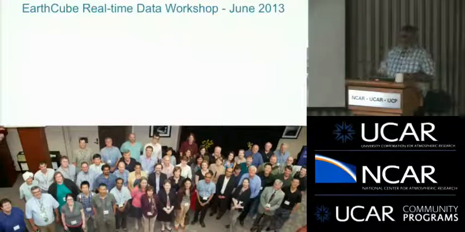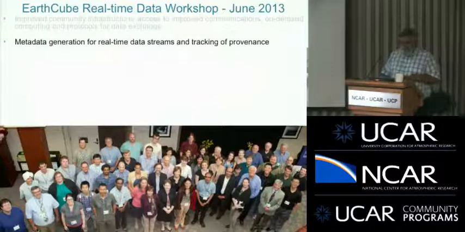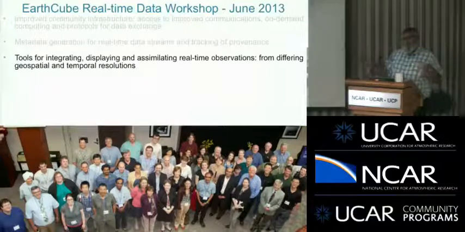It was about 70 to 80 folks around the geosciences that came and gave us their ideas and their projects, and we generated a report. Some of the highlights from that report are that there needs to be improved community infrastructure, everything from communications from the sensors to the internet, to on-demand computing and protocols for data exchange. There was very little metadata being generated for these streams. They just sort of popped in and you sampled them and displayed them, and there was no tracking of the provenance of where these data came from, and no metadata describing the measurements in more detail. The community felt that we needed tools to integrate and display these data from differing time and space domains.